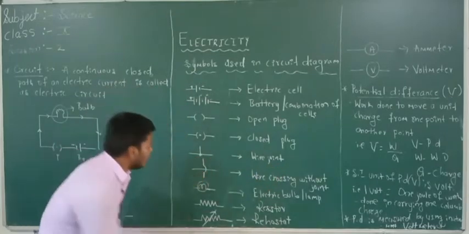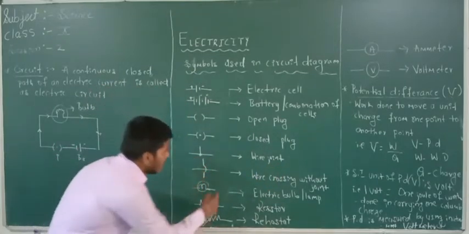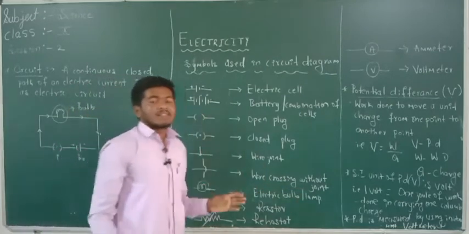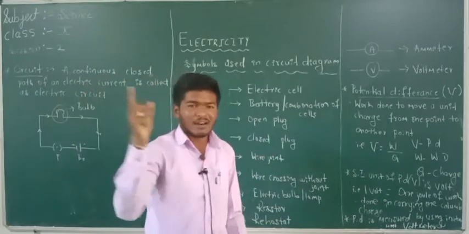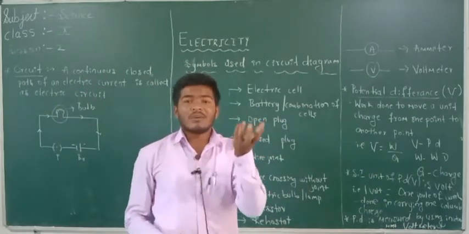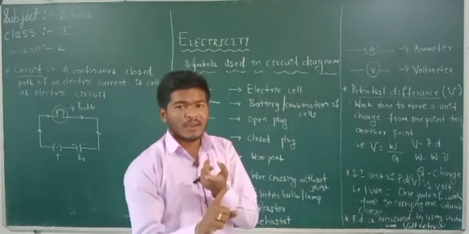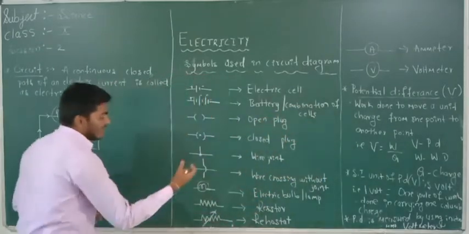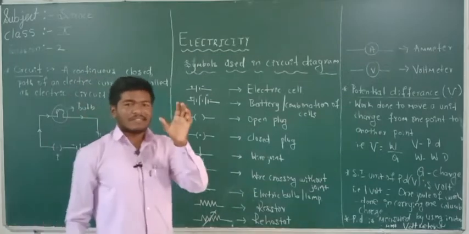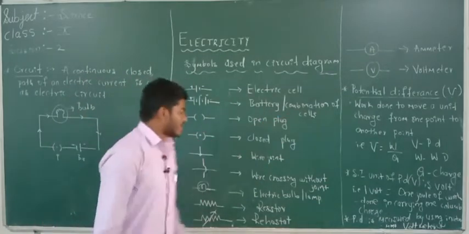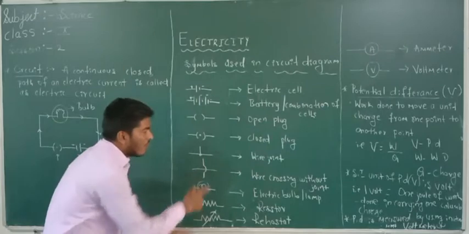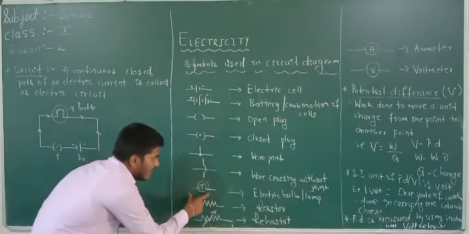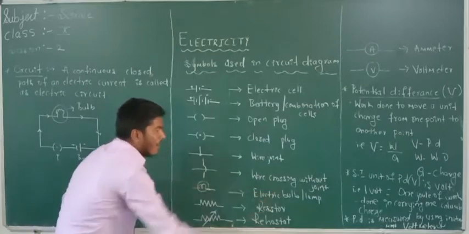Next one is this, see here. This one is the wire crossing without joint. At some points in your electrical connections, there is no requirement of a joint; one wire just crosses over the other. In that condition, the electrical connection is represented by this symbol, that is wire crossing without joint. Next one is the symbol of the electrical bulb, as you know already.